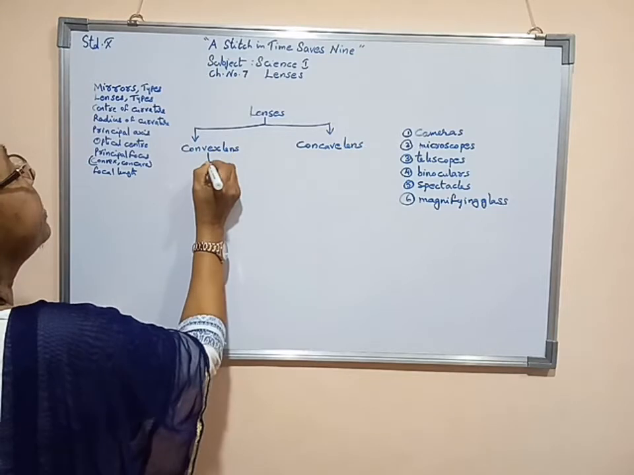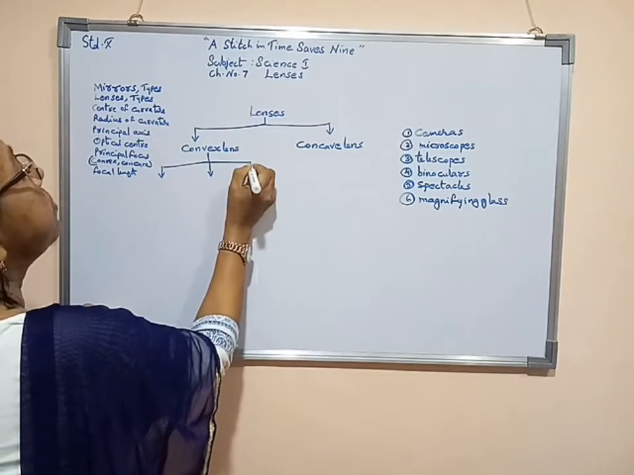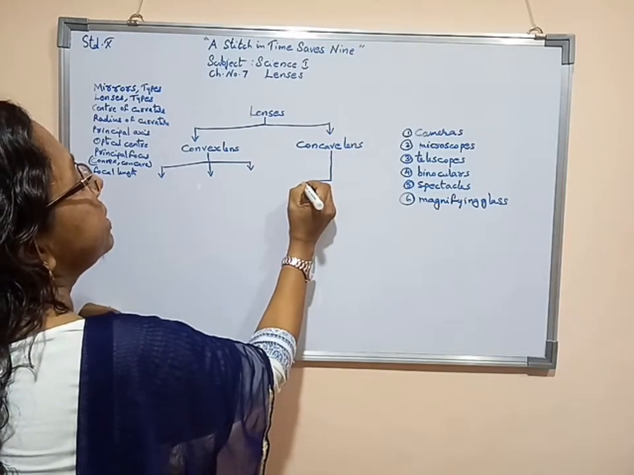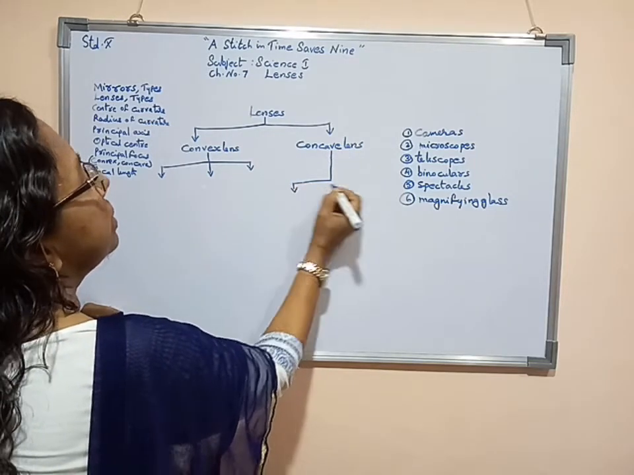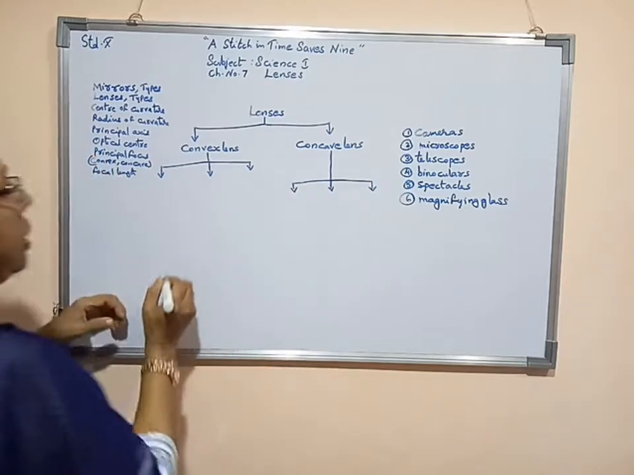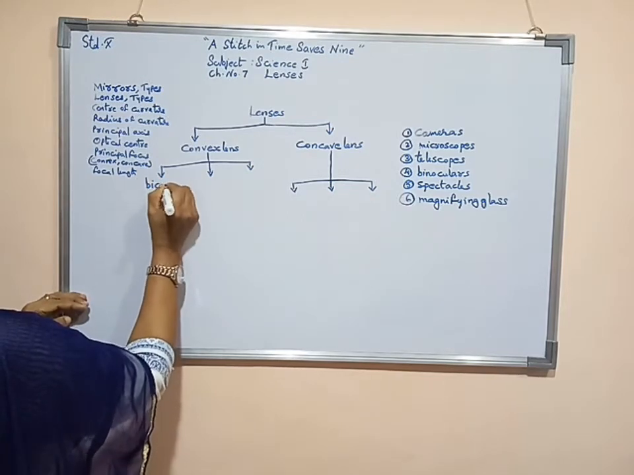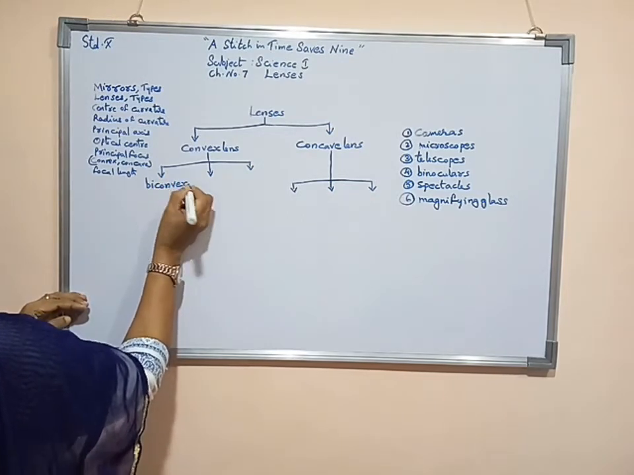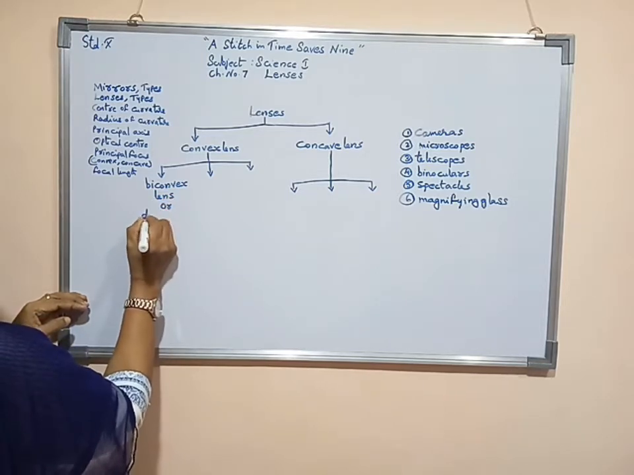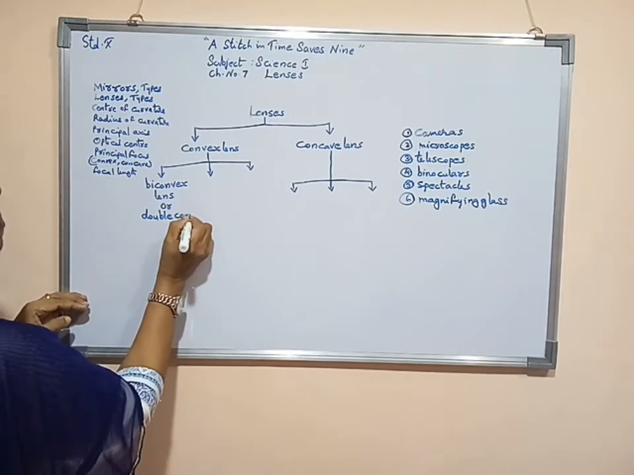Now the convex lens itself is of three types. Similarly, the concave lens is also of three types. The first one is known as the biconvex lens, or we can call it the double convex lens.